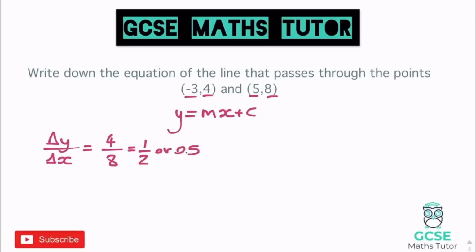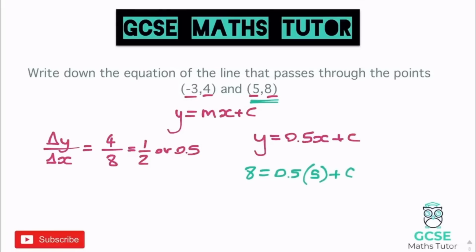Now it doesn't matter whether you use fractions or decimals here, it's completely up to you which one you prefer to use. I'm going to keep it as 0.5, and let's put that into our line equation. So y equals 0.5x plus c. Right, let's pick a coordinate. I'm going to go for this one here just because it's got 2 positive numbers in, but it doesn't actually matter which one you use. So let's sub that in. So we have 8 for y, so 8 equals 0.5 lots of the x coordinate there, which is 5, plus c.